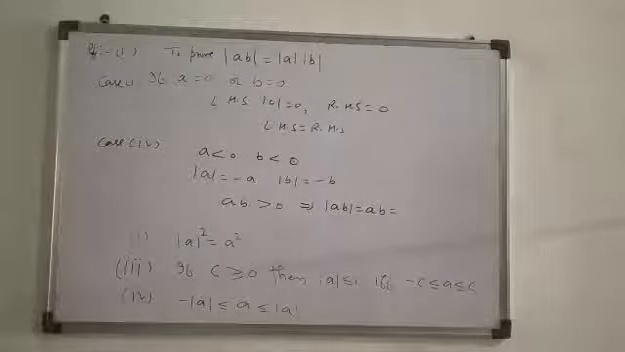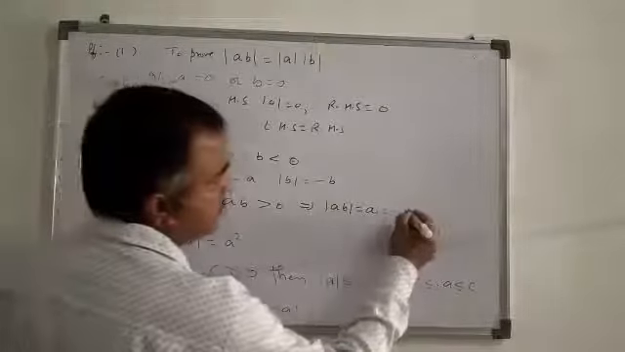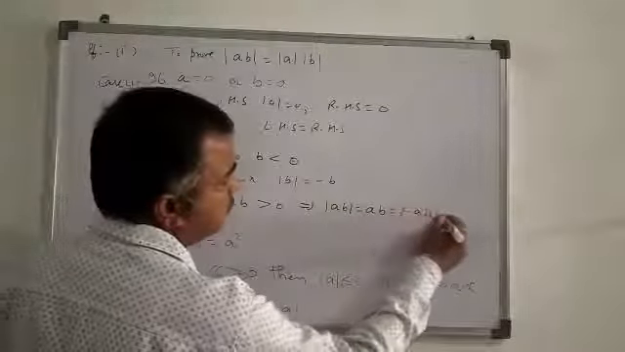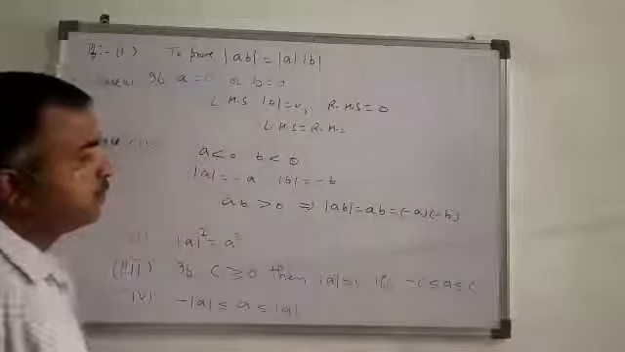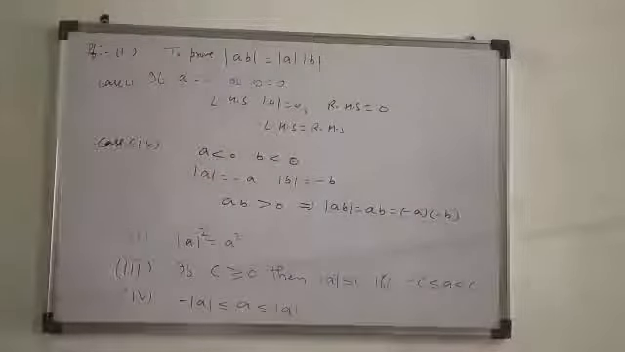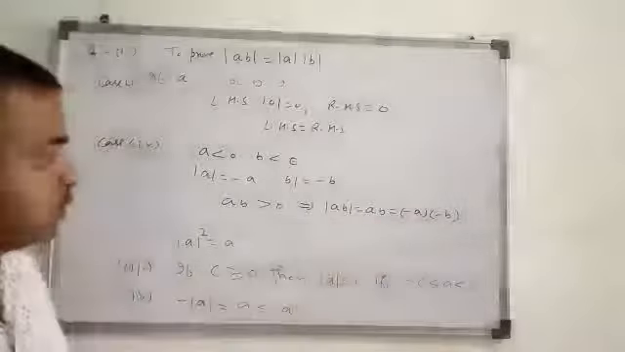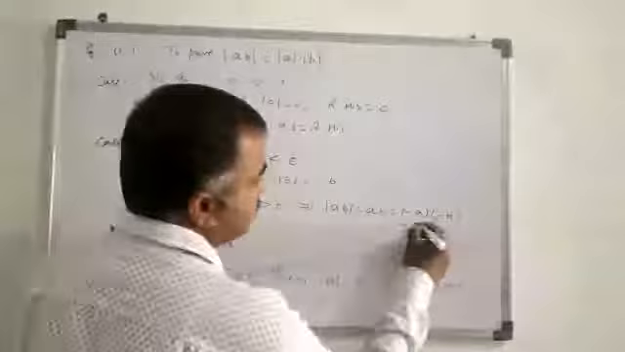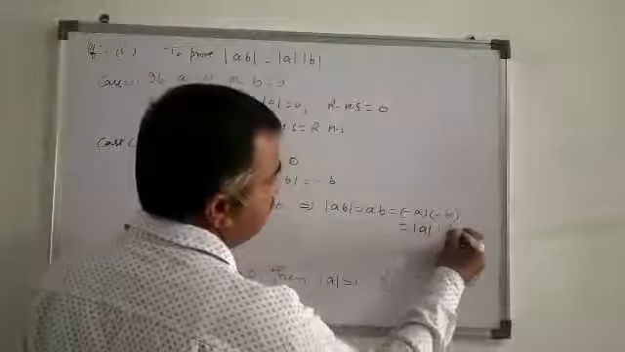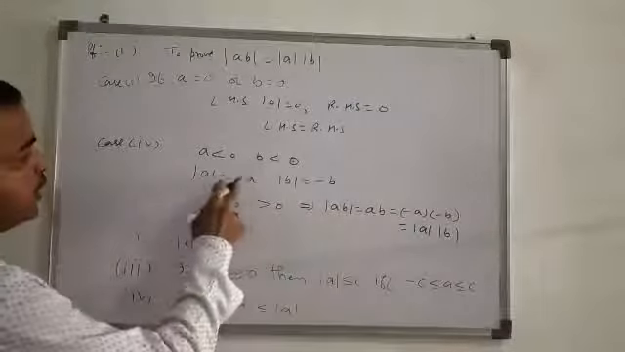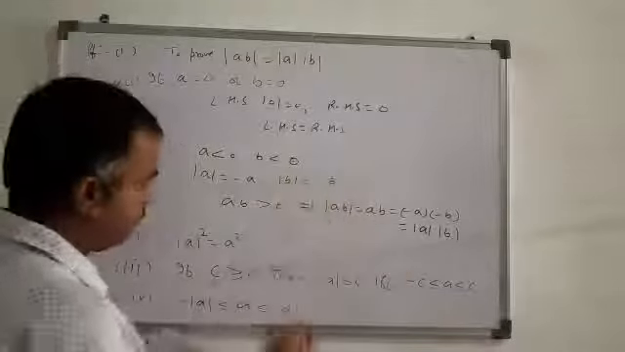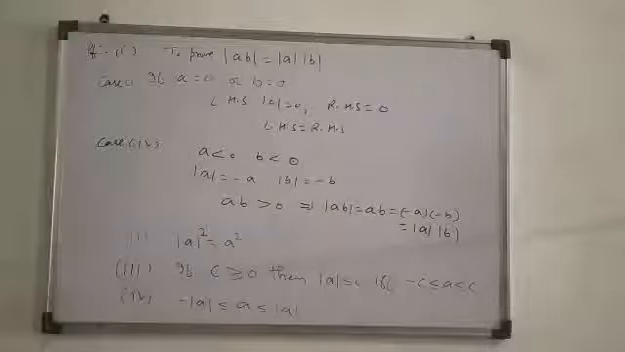This can be written as minus A into minus B, because if A and B are negative, then minus A and minus B are positive, and the product of two positive real numbers is positive. Here AB is positive. So this is equal to mod of A into mod of B. Minus A is mod of A, minus B is mod of B. So this proves the result.